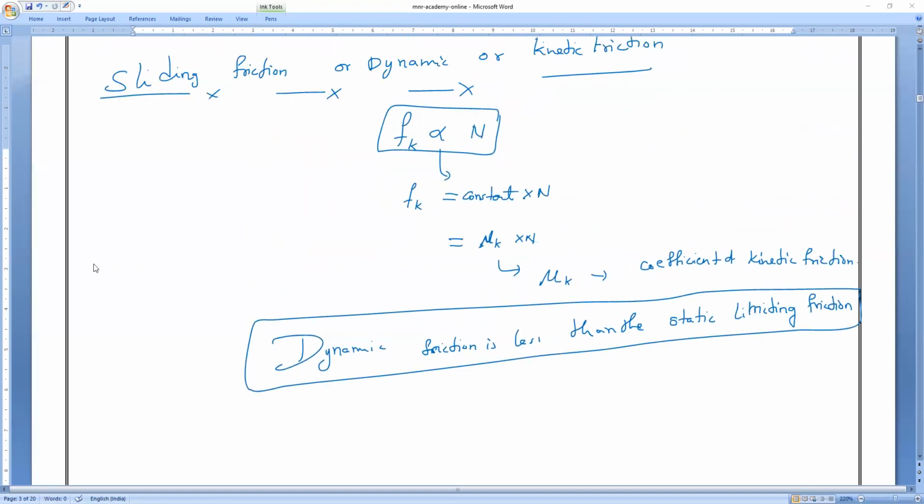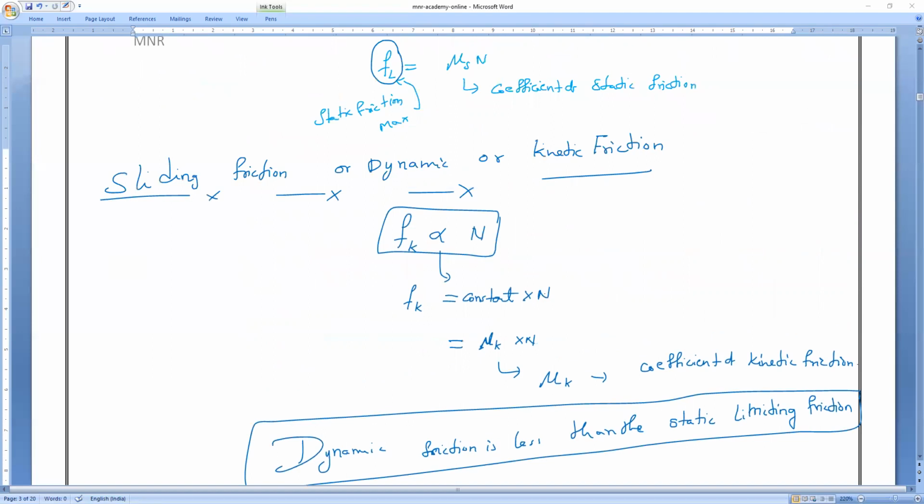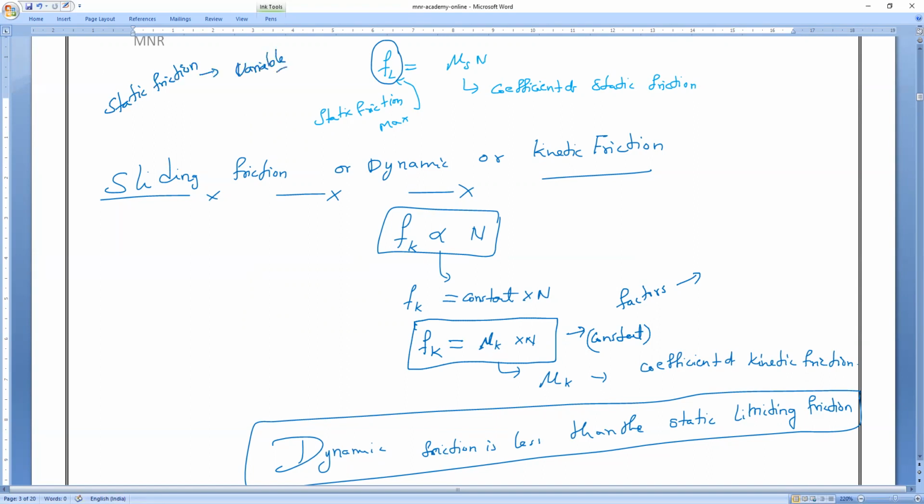So this is about sliding or dynamic or kinetic friction. Anybody have any doubt, you can ask me. So what is the kinetic friction formula? Kinetic friction is equal to mu k into N. So this depends on two factors. Mu k remains constant, it is not variable. But who is variable? Static friction is not constant. Static friction is always variable. And maximum static friction only we call limiting friction.